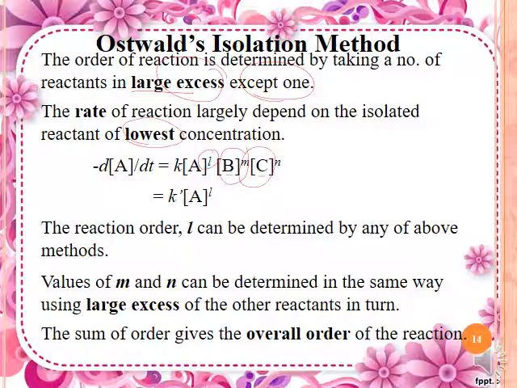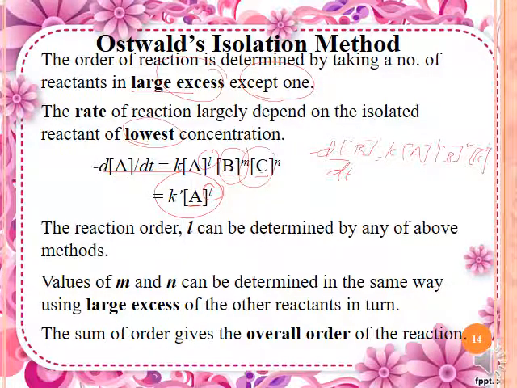So when B and C are in excess, we are determining the rate law for the order of reaction for reactant A, which is L here. Similarly, we can do it for B and also C. If we want to determine the order with respect to B, dB over dt equals k [A]^L [B]^M [C]^N. To determine the order M for reactant B, A and C are in excess. So we can find the order with respect to B.